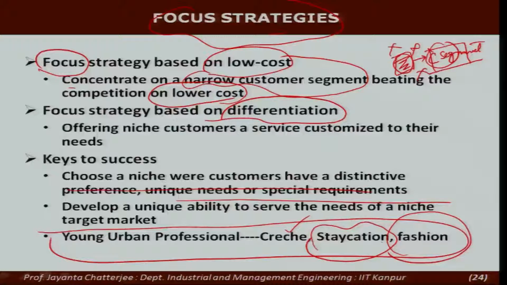Also in fashion, whether in retailing or e-tailing, we are seeing this focus strategy coming up.